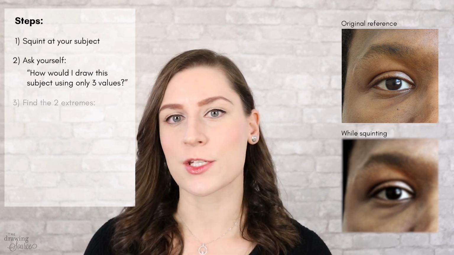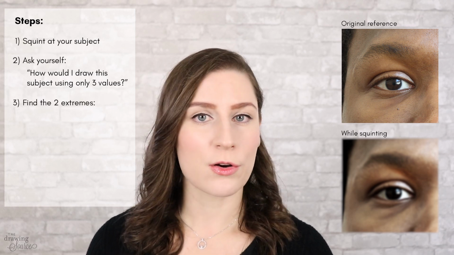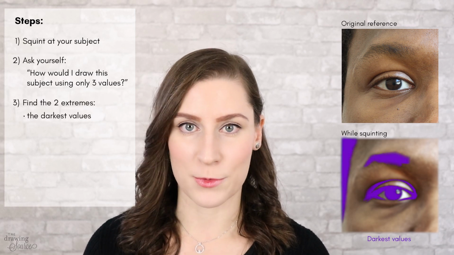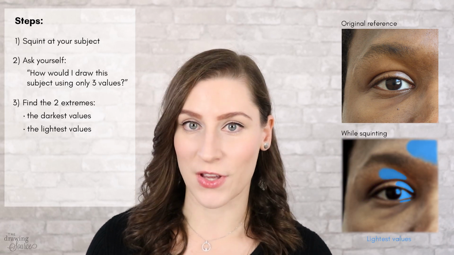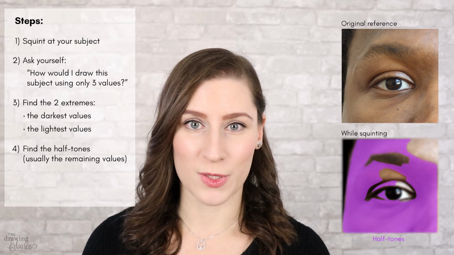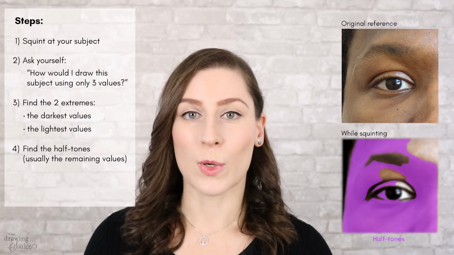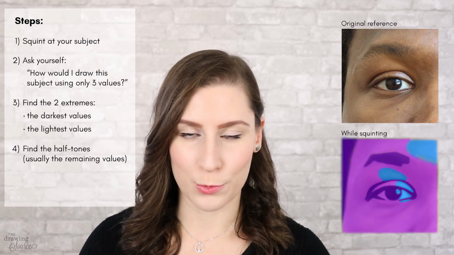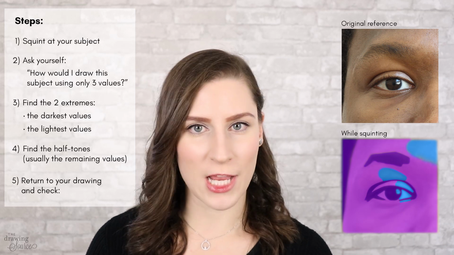Start by determining the two extremes. Where are the darkest values on the subject? Where are the lightest values on the subject? The remaining values are usually the halftones. Once you can see the three value groups, return to your drawing and check.